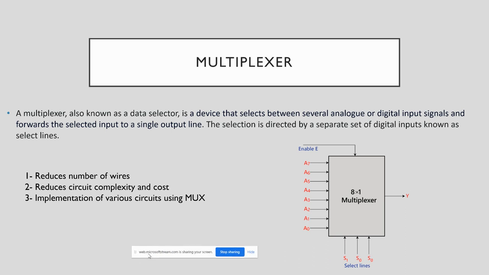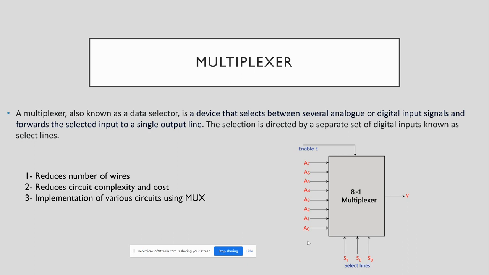Hi everyone, this tutorial is about Multiplexer. A multiplexer, also known as a data selector, is a device that selects between several analog or digital input signals and forwards the selected input to a single output line. So that means there would always be one output. The selection is directed by a separate set of digital inputs known as select lines.